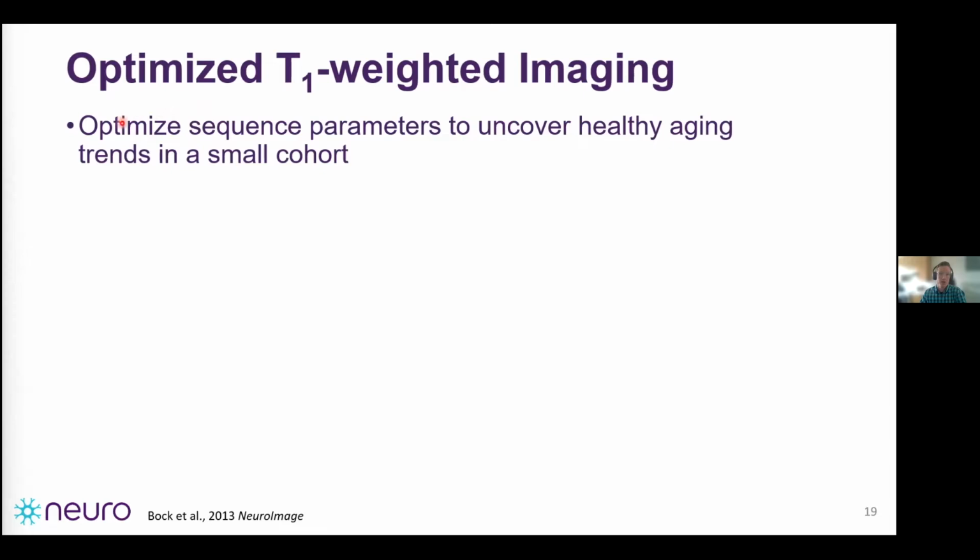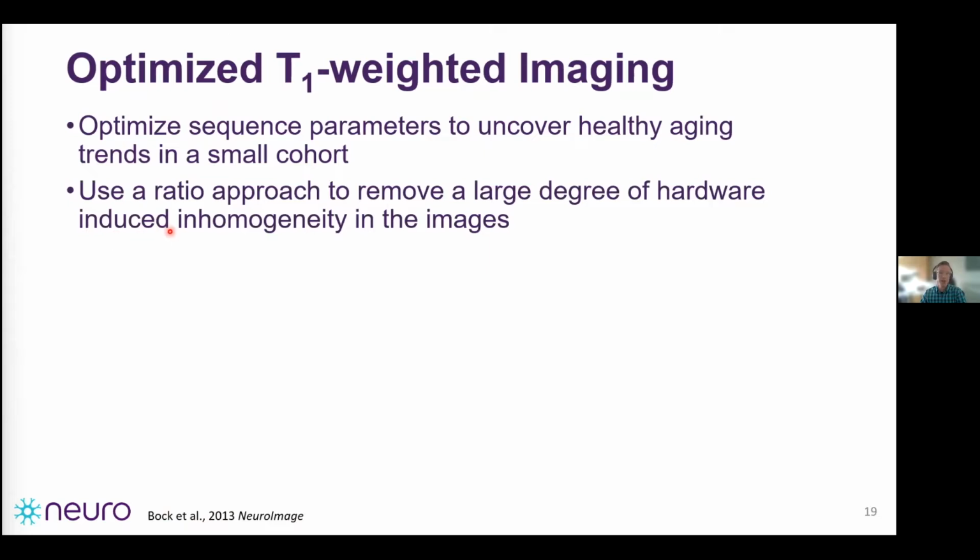So we used sequence optimizations that were done by Bach in 2013 for T1 weighted imaging, because we know T1 is highly dependent on the myelin content in the brain while reducing our sensitivity to iron content. We also use the ratio approach, similar to the T1 divided by T2 weighted, which helps remove a large degree of hardware-induced inhomogeneity in images.